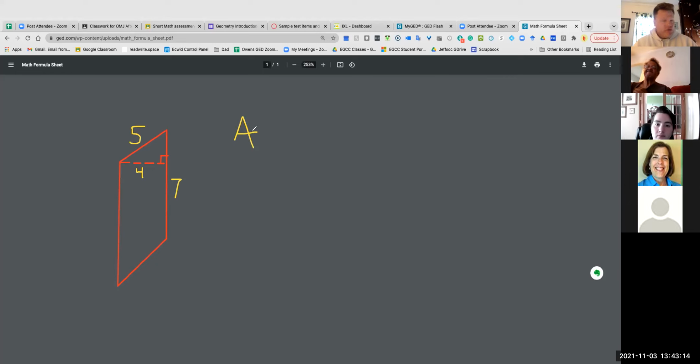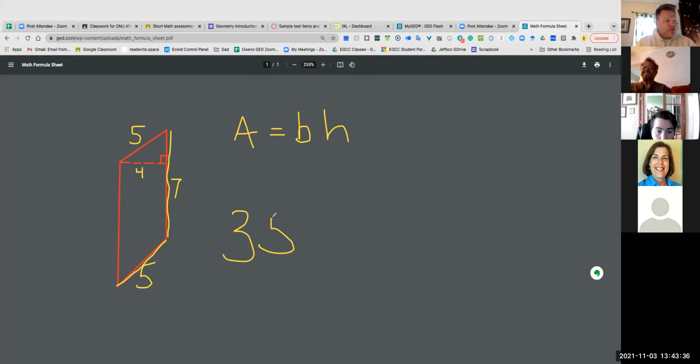If they said base times height, it sure looks like that's height, right? And it looks like if they gave this as a 5, base means bottom, doesn't it? Isn't that what base is supposed to mean? And then 35 would be one of the choices. But by rotating the thing, this is technically the height, and this is technically the base. So you multiply those two numbers: the up, down, and left, right.